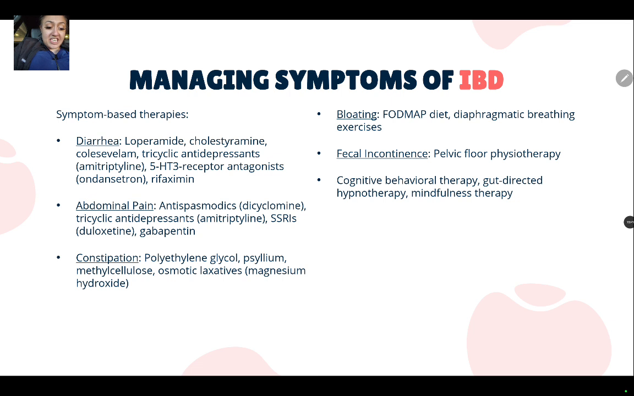And then managing symptoms of IBD. These are going to be symptom-based therapy, so diarrhea, loperamide, abdominal pain, antispasmodics, SSRIs, gabapentin, constipation, Miralax, bloating, different types of FODMAP diets. Interestingly, diaphragmatic breathing exercises can help with that. Fecal incontinence would be pelvic floor physiotherapy, which is also interesting, and I would suggest looking further into if I were you guys, because very interesting stuff there. And then cognitive behavioral therapy, gut-directed hypnotherapy, and mindfulness therapy.